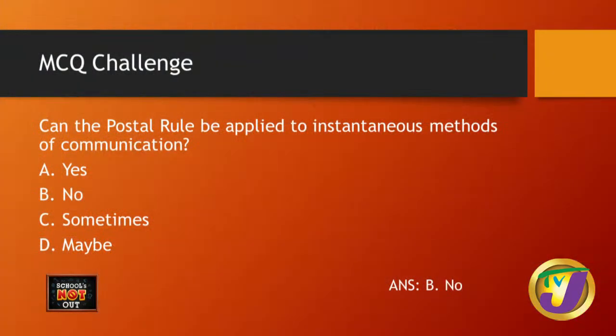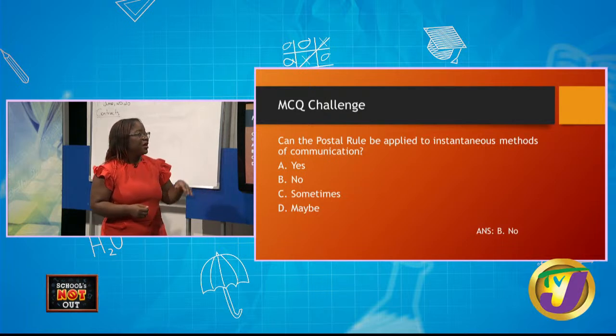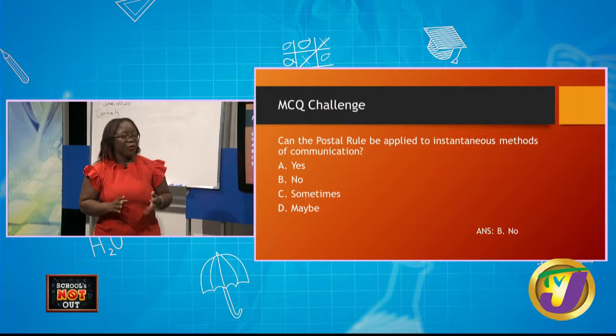We do not apply the postal rule, because the postal rule says that once the acceptance is mailed, it is enforceable. However, with instantaneous methods, like email, you have to wait until the offerer actually receives your email for you to be considered to have made or communicated your agreement. If it's a phone call, which is another instantaneous method, the acceptance is not communicated until that phone call takes place. So the instantaneous methods really are separate from the postal rule.